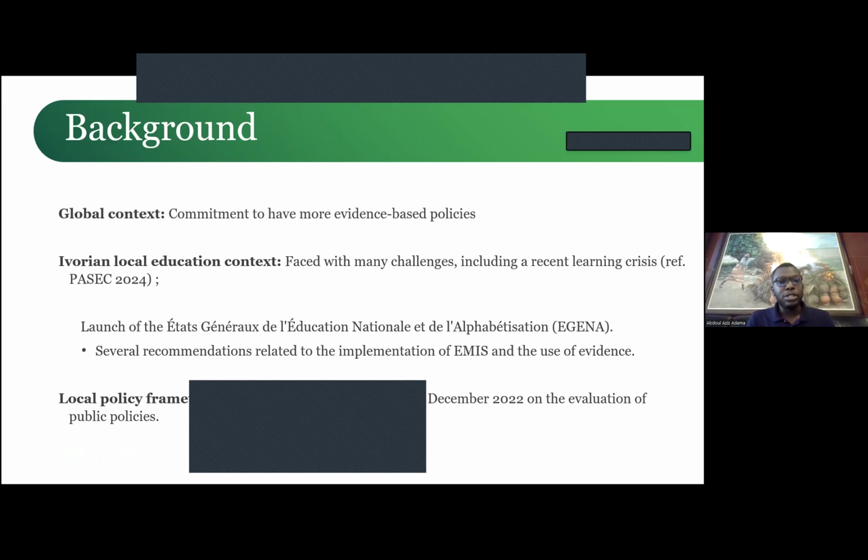Then I will start by giving you a bit of background on our context. There are now, at the global level, and especially as you can see with these initiatives, more and more initiatives to make sure that we have more evidence-based policy. And the context of Cote d'Ivoire is also similar to the global context.